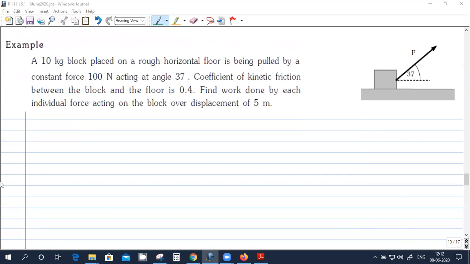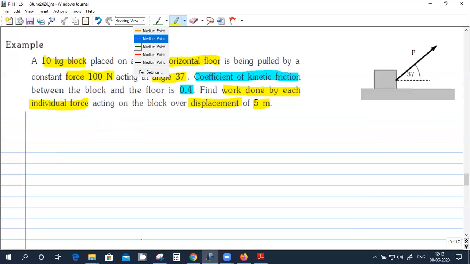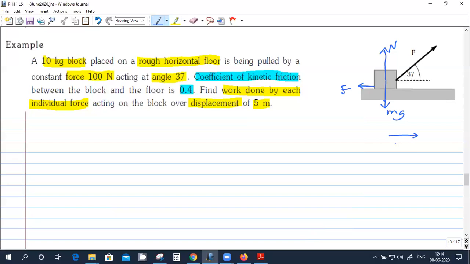Okay, try this. What are the forces acting on the block? So friction and the pulling force of 100 Newton, that's written there. And the weight of the block, and then the normal reaction. These are the four forces. And the displacement is along this direction, right? It's moving along this direction.